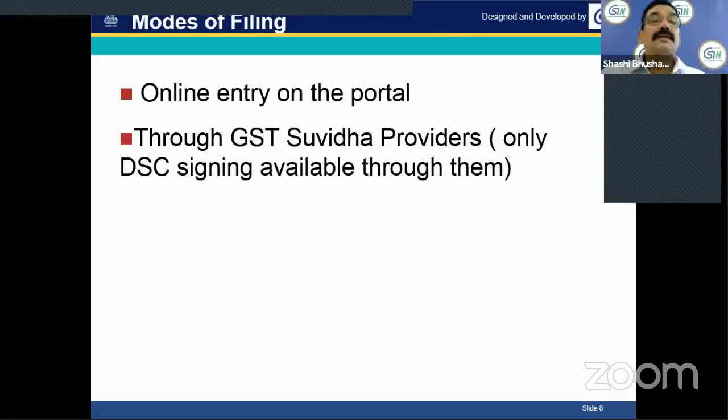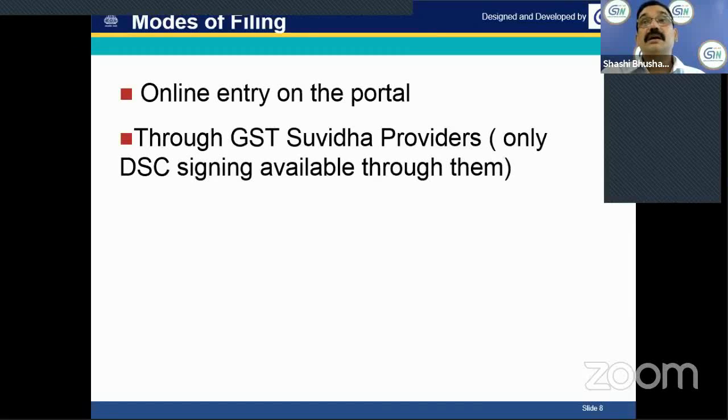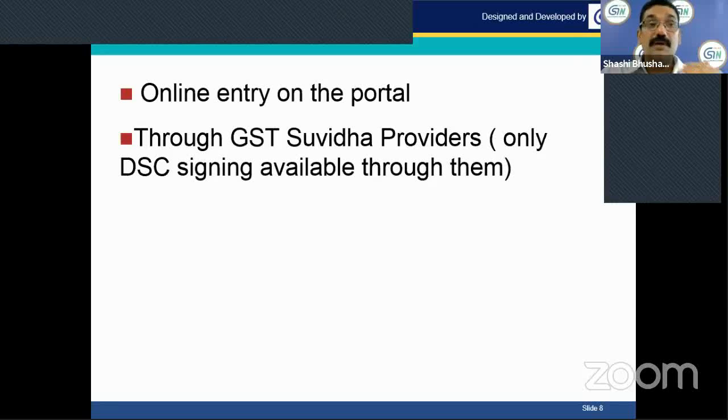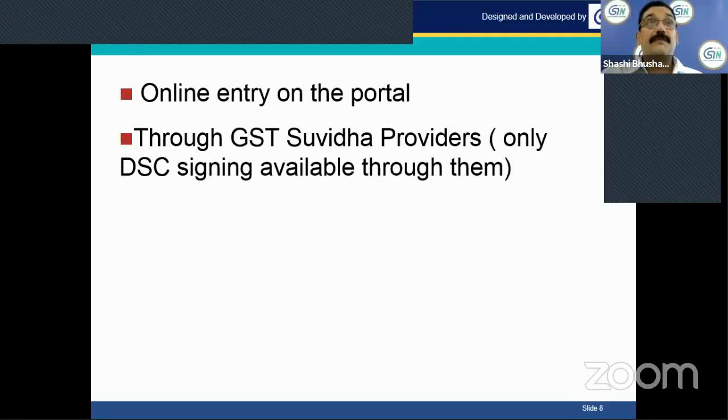Now there are two modes of filing that are presently being made available to the taxpayer. One is that they will have to come to the portal, enter the details online and make payment on the portal. Another mode that is being enabled is through GST Suvidha providers, who can, through API connectivity, connect to the GST system and file their return, but only DSC signing will be available for them. If the taxpayer wants to do EVC signing, then he will have to come to the portal and apply the sign on the portal if he is filing through a GST Suvidha provider.